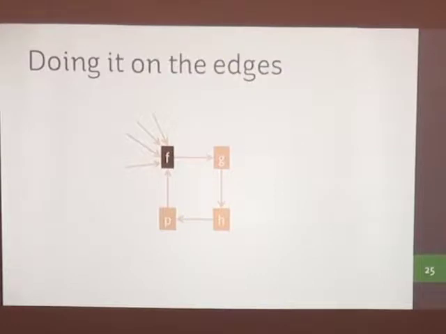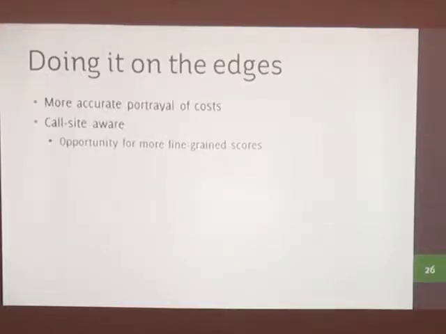So I propose looking at it not as breaking the nodes, but breaking on the edges. There are some advantages: a more accurate portrayal of cost, which I just showed you by example. And this is finer grained, so we can have more finely grained scores. These scores signify how much I'd like to inline a certain function.